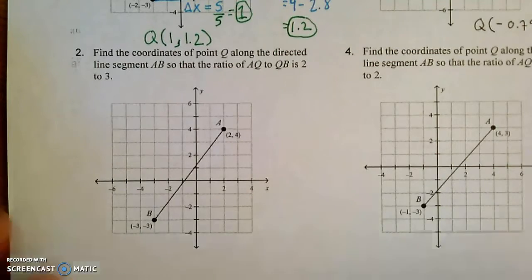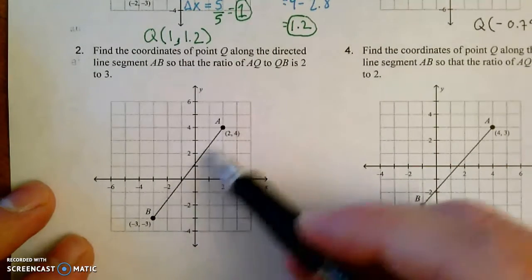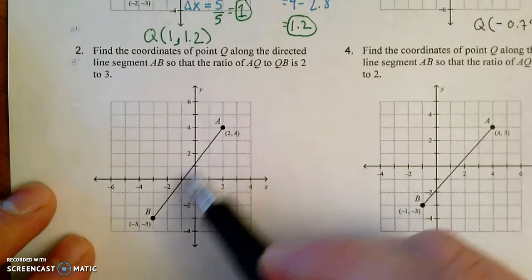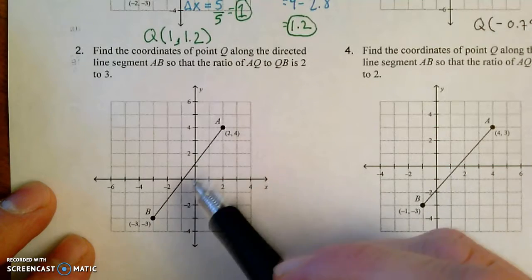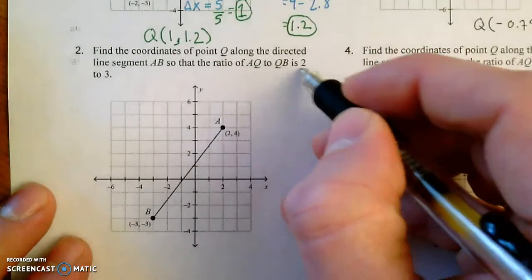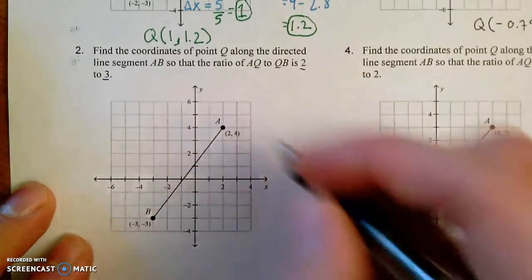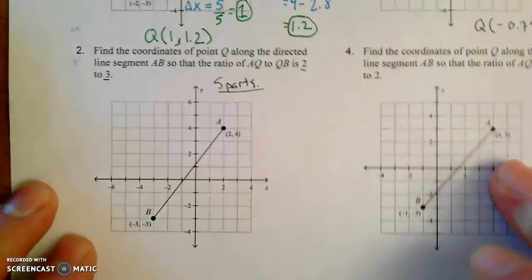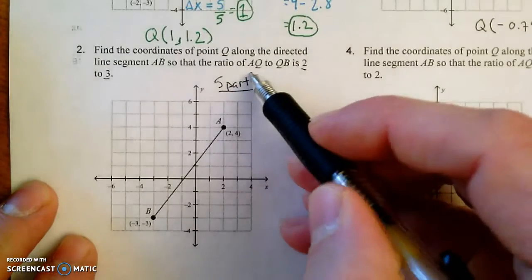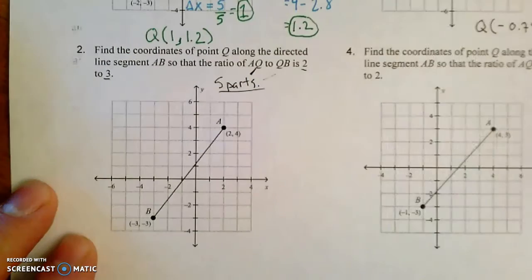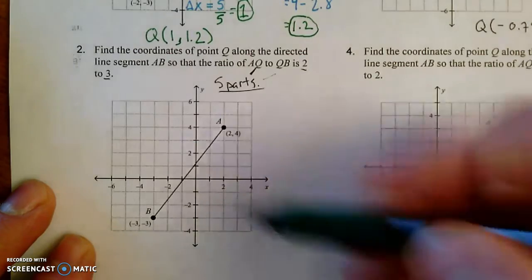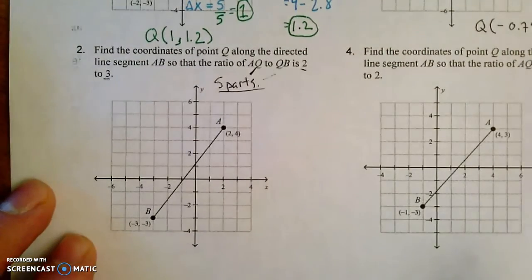Okay. So here, we want to place Q somewhere on this line segment so that the ratio of AQ to QB is 2 to 3. So altogether, we need to divide it into 5 parts so that 2 of those parts can go to AQ, 3 of those parts can go to QB. So to divide this into 5 parts, first we have to find what its horizontal length is and its vertical length and divide those separately into 5 parts each.